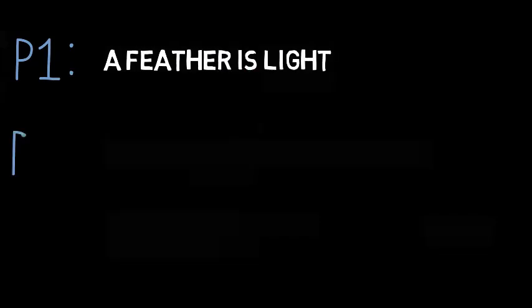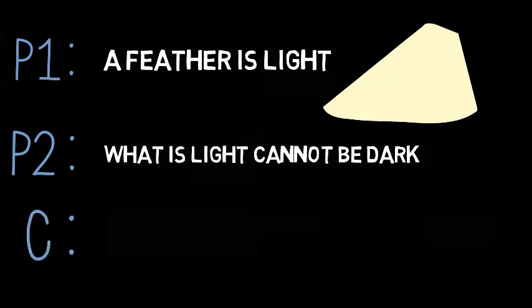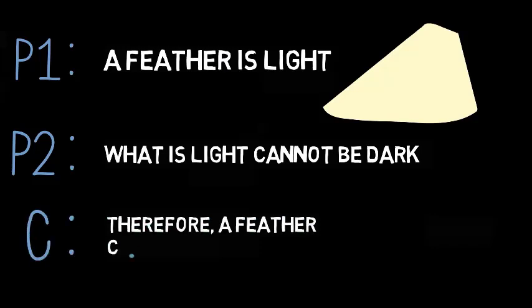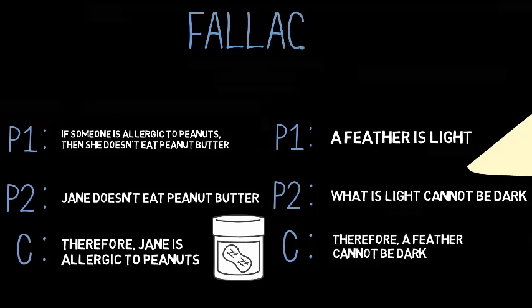Consider this other argument. Premise 1. A feather is light. Premise 2. What's light cannot be dark. Conclusion. Therefore, a feather cannot be dark. These arguments probably seemed a bit off to you. And you're right. Each argument contains a fallacy, though each has a different kind.